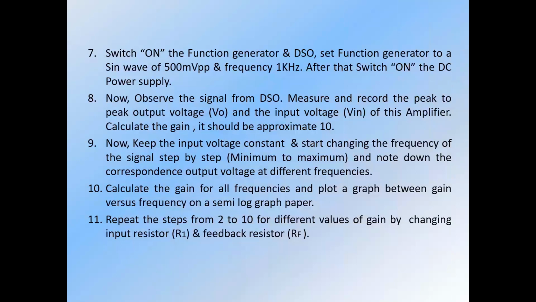The next step is to switch on the function generator and DSO. Set the function generator to a sine wave of 500 millivolt peak to peak and frequency 1 kHz. After that, switch on the DC power supply. Now observe the signal on the DSO, and measure and record the peak to peak output voltage and the input voltage of this amplifier.